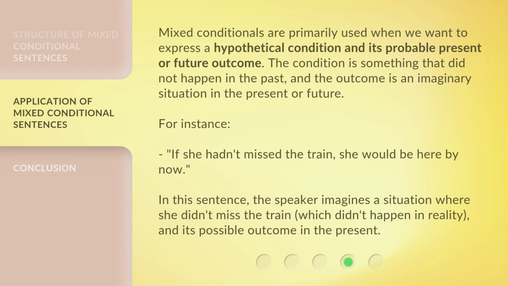Mixed conditionals are primarily used when we want to express a hypothetical condition and its probable present or future outcome. The condition is something that did not happen in the past, and the outcome is an imaginary situation in the present or future. For instance, if she hadn't missed the train, she would be here by now. In this sentence, the speaker imagines a situation where she didn't miss the train, which didn't happen in reality, and its possible outcome in the present.